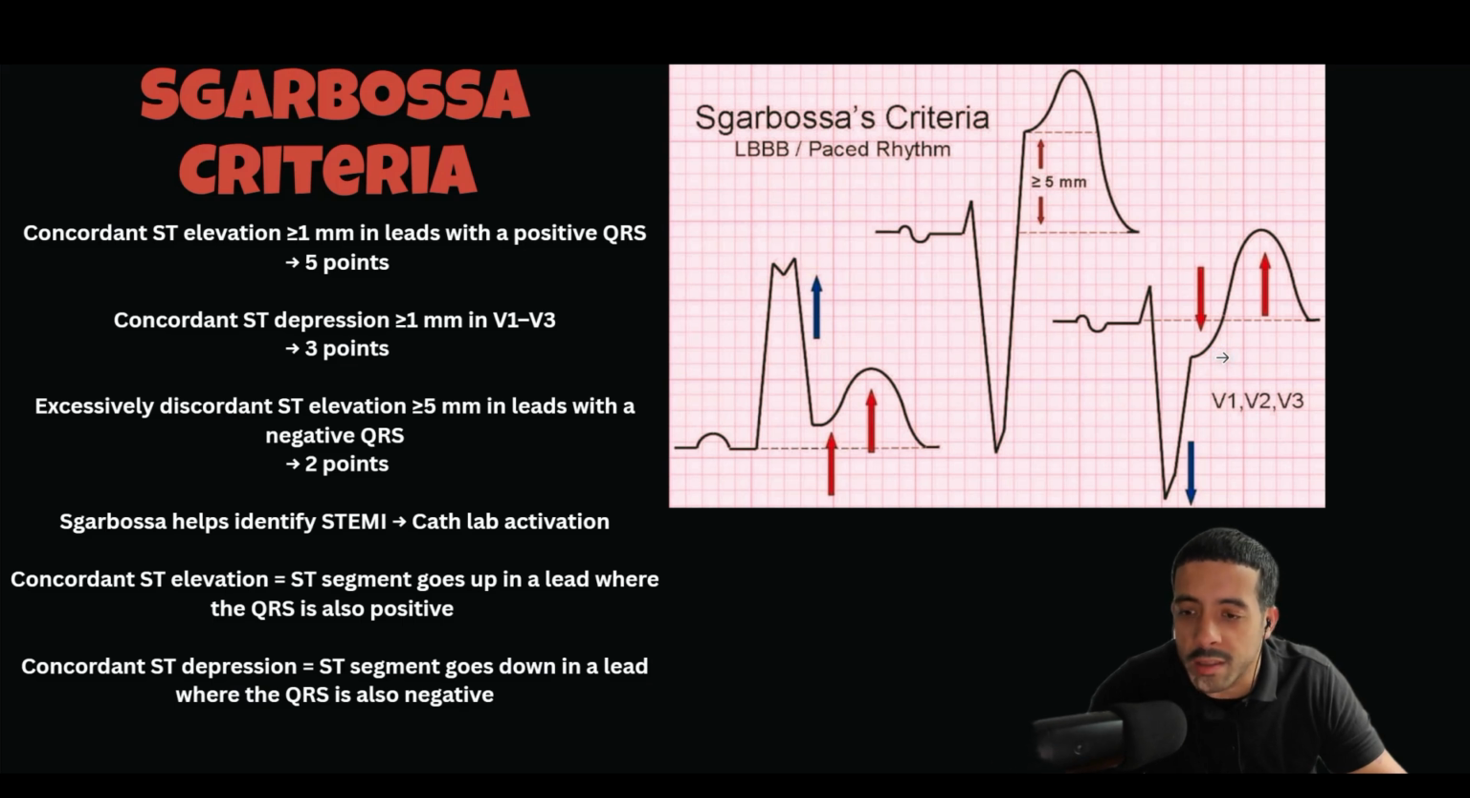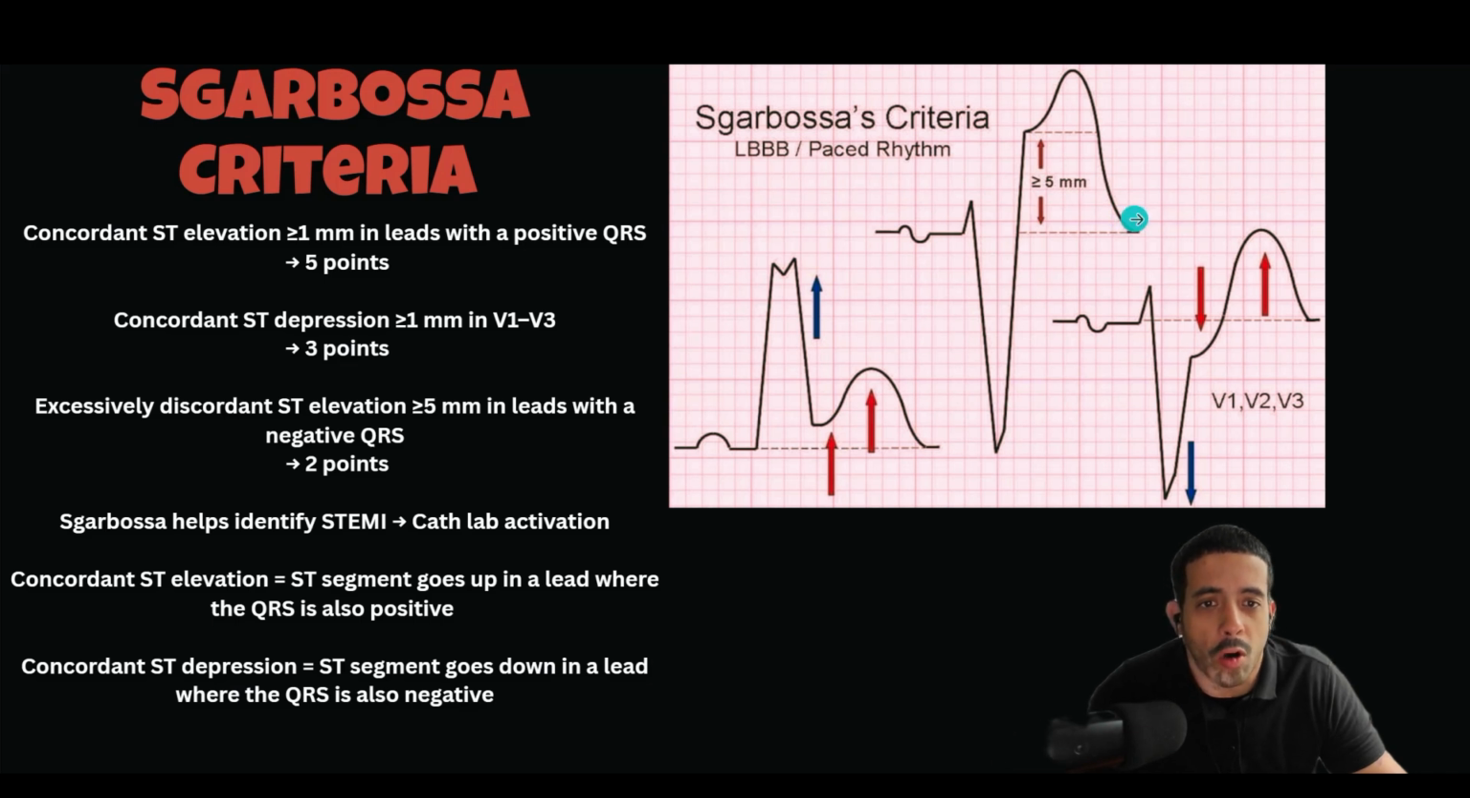And remember, the heart is made out of muscle. Time is muscle. So if you get this patient in the back of your ambulance, you can go ahead and do this criteria on the 12 lead that you may or may not be a little bit confused on, so that you could go ahead and activate the cath lab and have them waiting for you. Now, when we talk about concordant ST elevations, this is the elevation of 1 millivolt or more in a lead with a positive QRS. And that's even more significant because this will give you a total of 5 points.